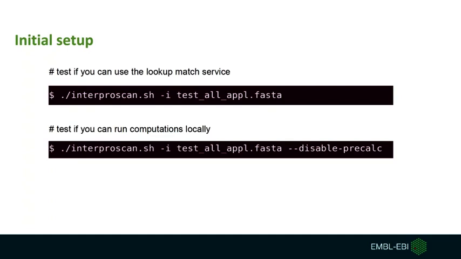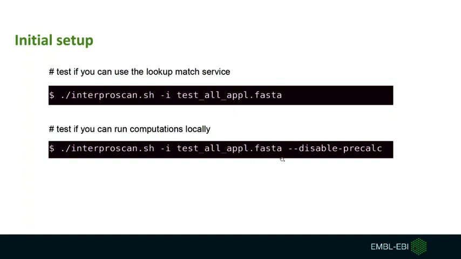Okay, so if you have downloaded InterProScan and you have everything running properly, you want to test if you can actually analyze your sequences. We provide test sequences included in the download. So there are two commands that we usually advise people to use. One is to just use the basic command, which is the first one. You use the InterProScan command, and you specify the input sequence file, in this case, test all applications. We have this test all applications file because the output will hit all the analyses that we have in InterProScan.